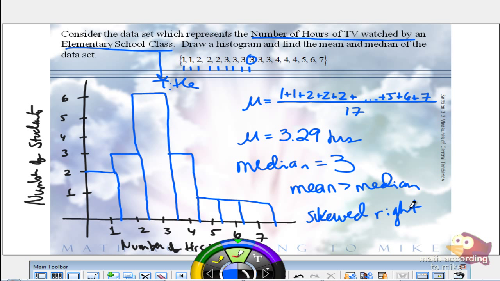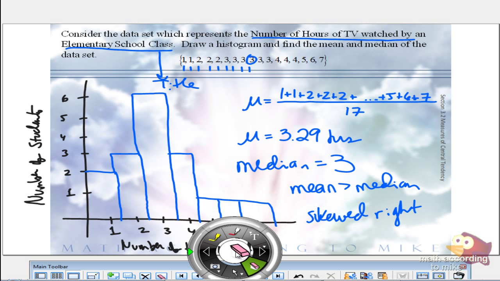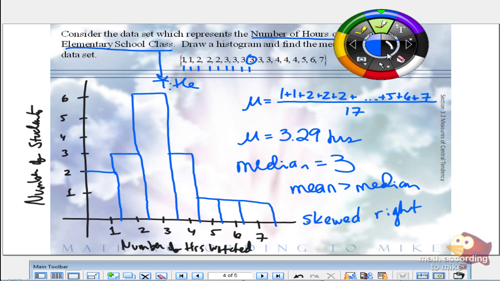Skewed, S-K-E-W-E-D. So we're going to define skew. But before we do, real quick, so here's the median, and 3.29 on the number line is about right here. There's the mean.